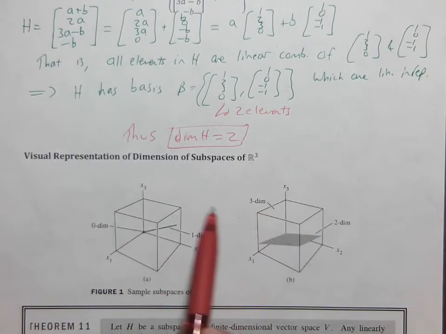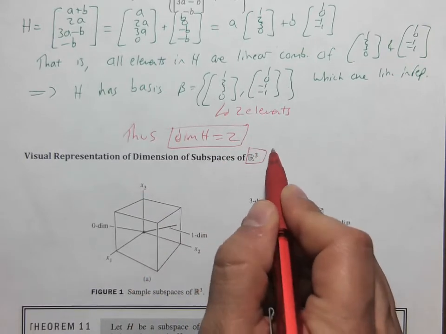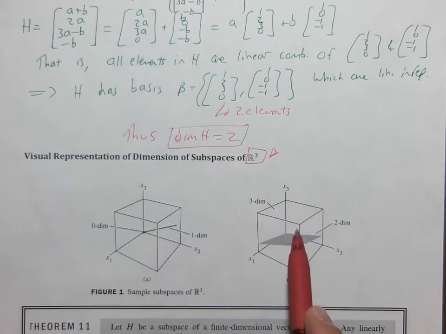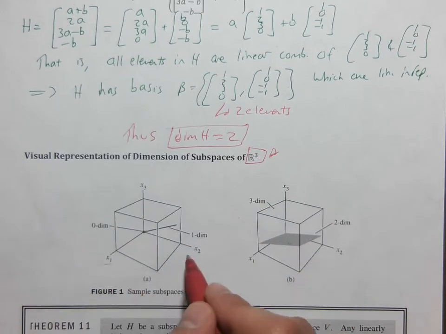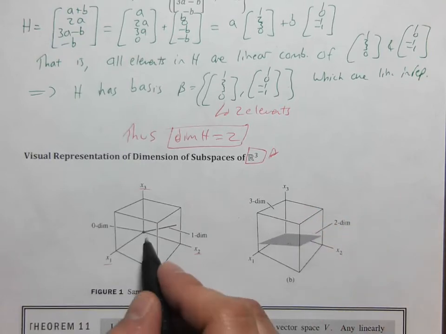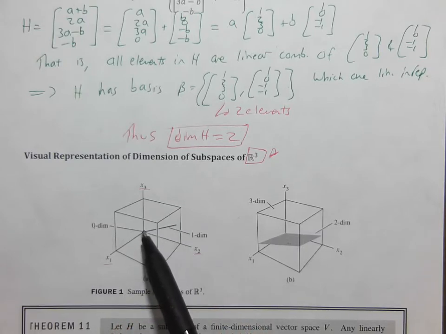These are specific visual representations of dimensions of subspaces of R3. We're talking about R3 because we're looking at the boxes here, and we have X1, X2, X3 on each one of those boxes. The first thing we're being shown is that a single point, shown at the origin right here, is zero-dimensional. A single point is zero-dimensional because you can't even do a span of something to get a single point. It's just a point.